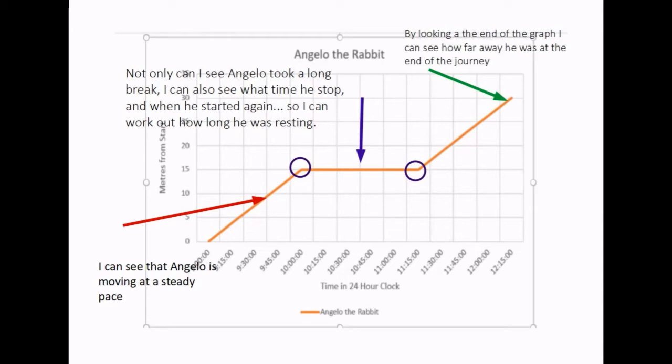However, we can see from the long flat line in the middle that he took a long break in the middle of his journey. Not only can we see exactly what time he stopped and what time he started again, we can also work out how long he was resting for. If we follow the graph all the way to the end, we can see what time Angelo reached the final distance of 30 meters from the starting line.